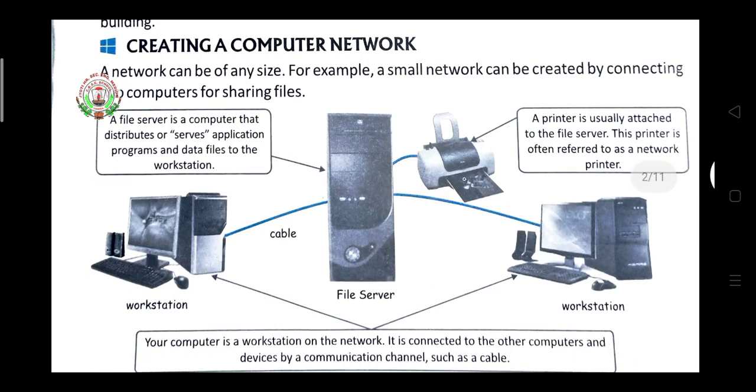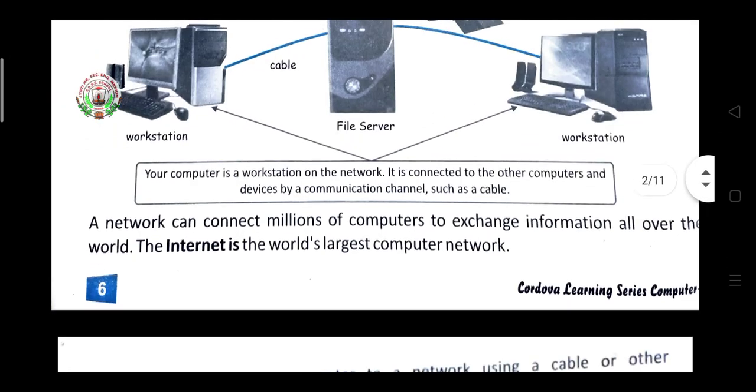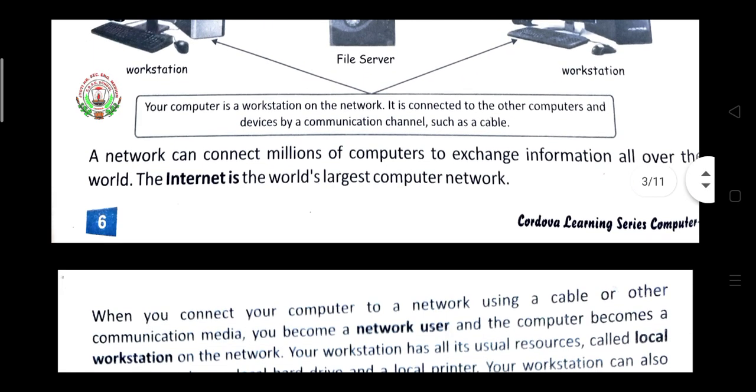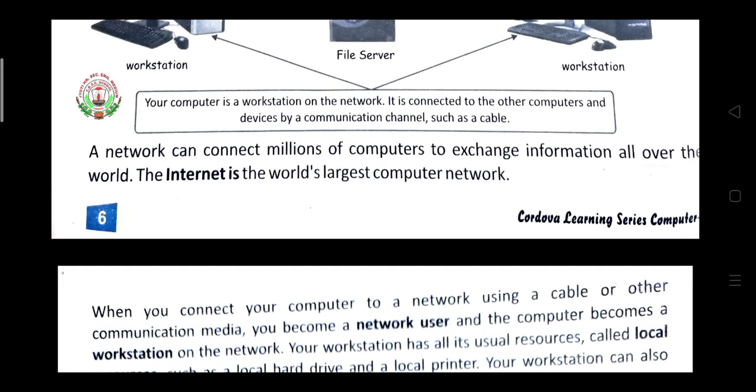So why are we connecting computers? Because connected computers help each other to share our resources and our data. More than one computer connected together reduces our time and works faster. A network can connect millions of computers to exchange information all over the world. The internet is the world's largest computer network.